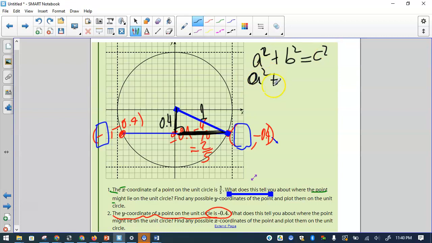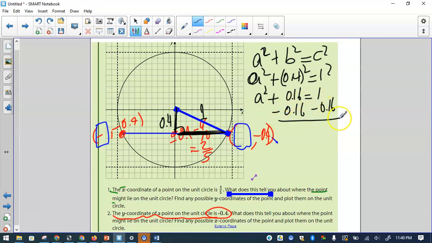A is what we don't know, plus 0.4 and 1 square. If you get a square, this will be 0.16 equals 1. And if you take away this on both sides, you get a square is 0.84. And if you take a square root, you get two answers for this.